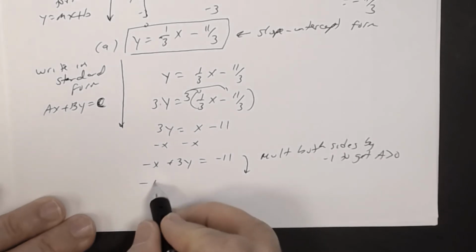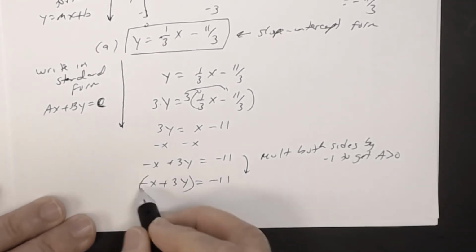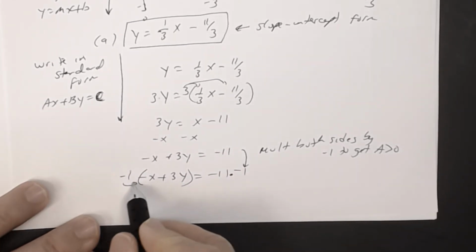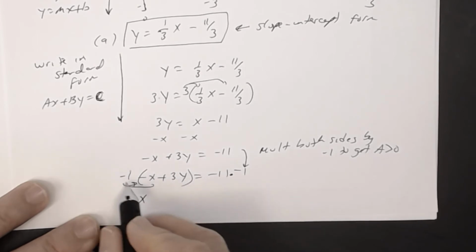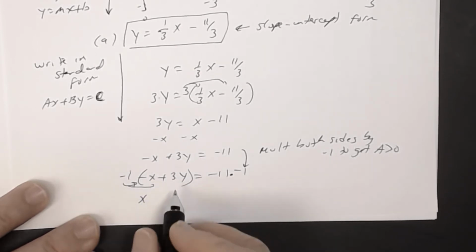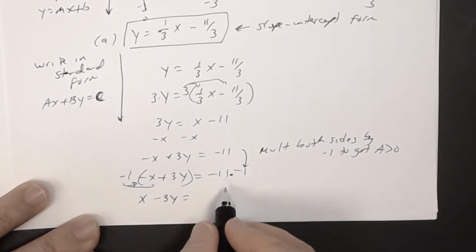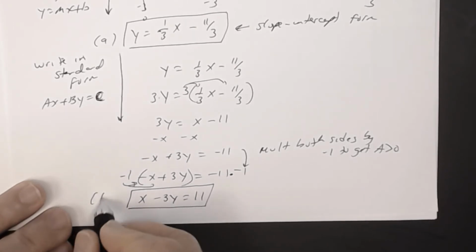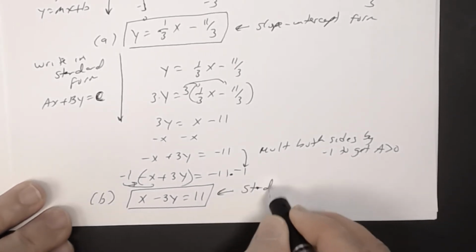So I'm going to go ahead and rewrite this over. And I'm going to say times a -1, times -1. So if I distribute, a -1 times a negative x is a positive x. A -1 times a positive 3y is a negative 3y, equal a -11 times a -1 is a positive 11. And that's your answer for part B. So that is standard form.